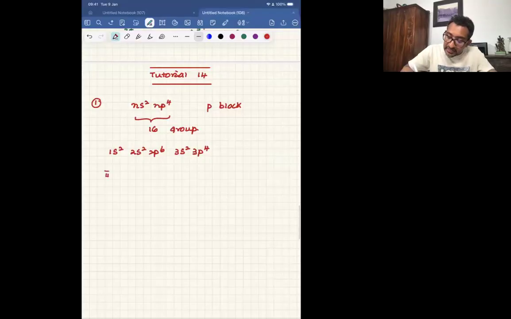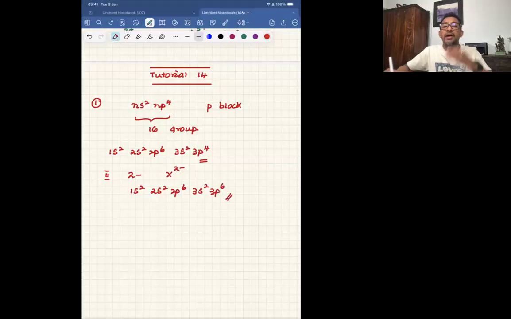What is the next answer? Write the most stable anion formed by X and write down the electronic configuration of the anion. So this is an anion. It can take 2 electrons to complete the octet. The most stable anion is 2 minus, so X2- is the most stable anion. What is the configuration? You take 2 electrons: 1s2, 2s2, 2p6, 3s2, and then another 2 electrons, 3p6.